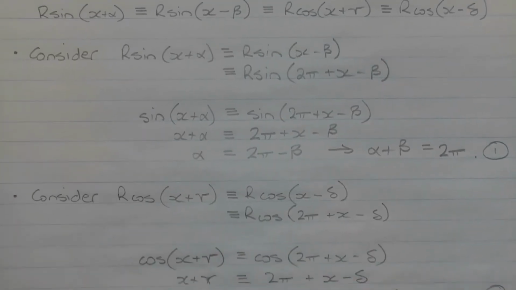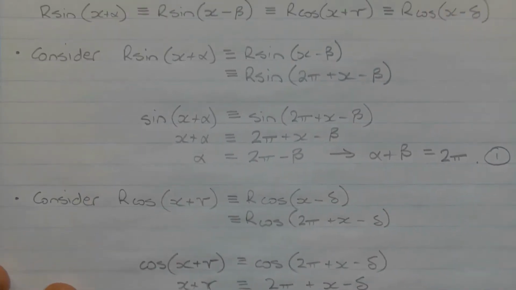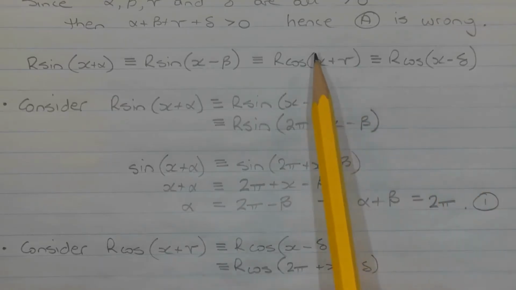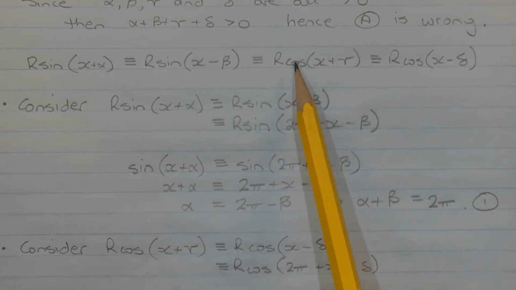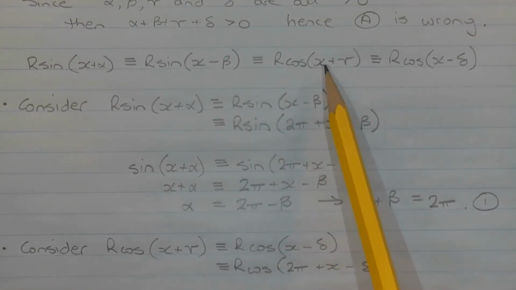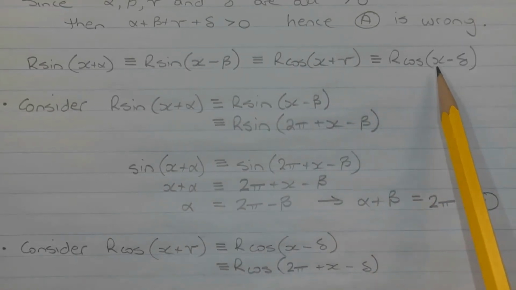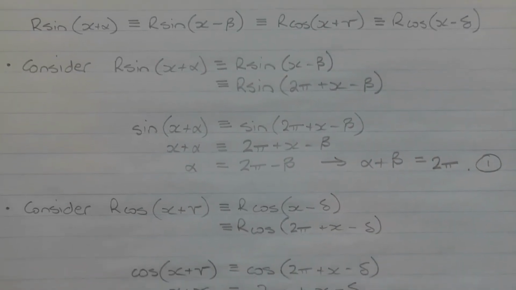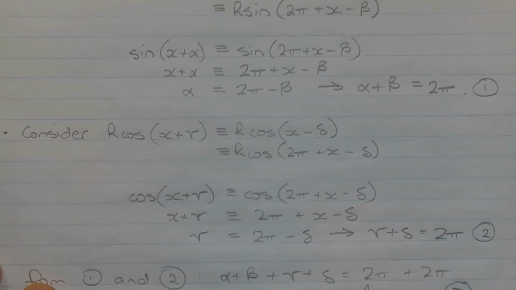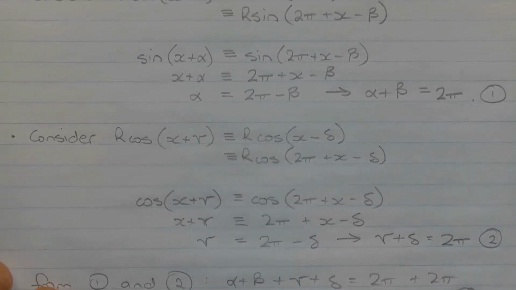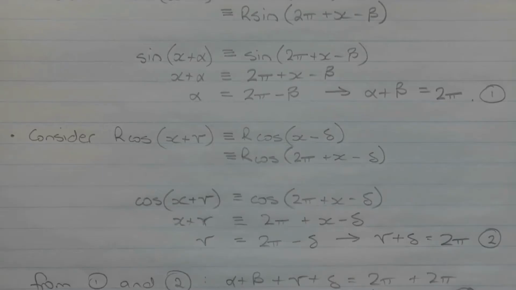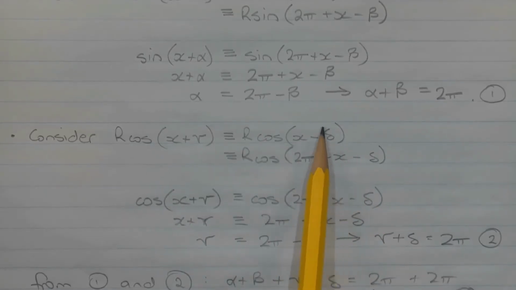Now we can repeat this process with the next two trigonometric functions. In other words, consider R cos(x + gamma) is equivalent to R cos(x - delta). Basically, I've repeated what I did previously. I can add 2 pi to this angle here, so the equivalence stays the same.